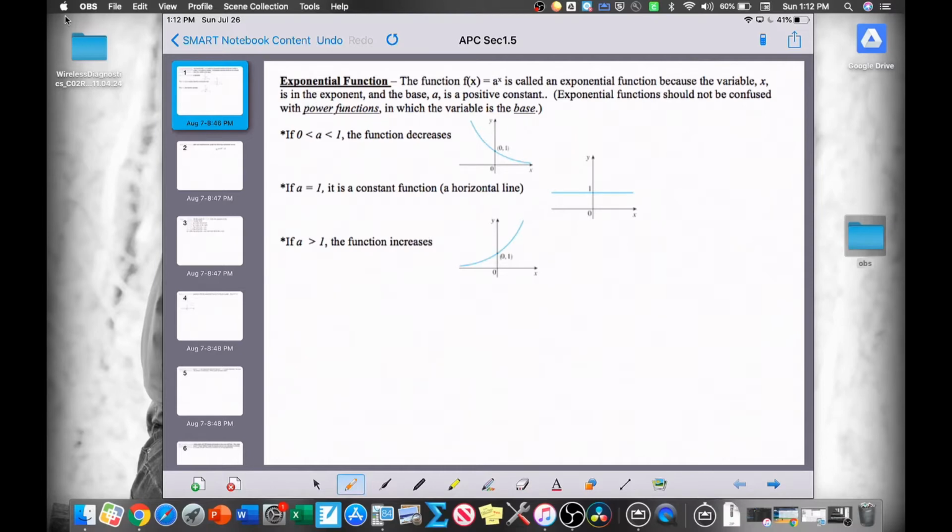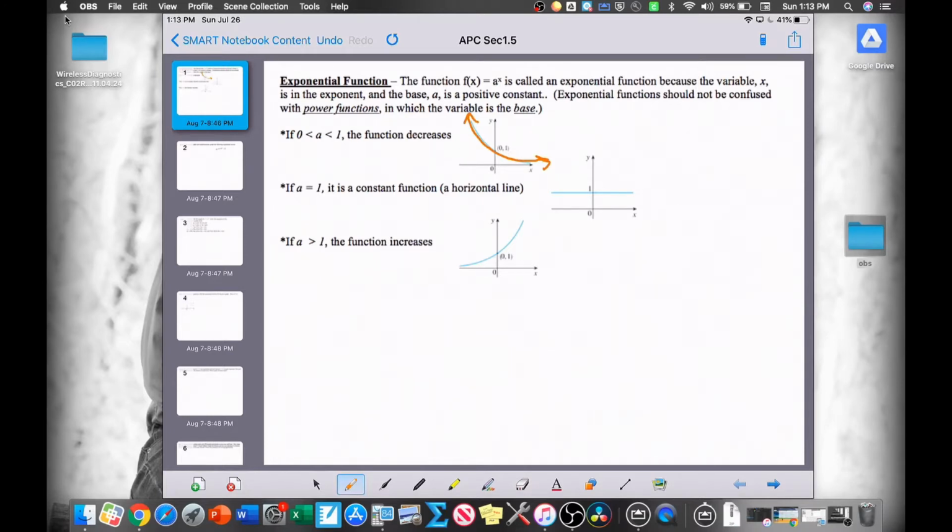Recall that an exponential function is exponential because the variable is the exponent and the base is some positive constant. Now if our base is a number that is between 0 and 1, that's when we have exponential decay, which looks like it is decreasing from left to right.